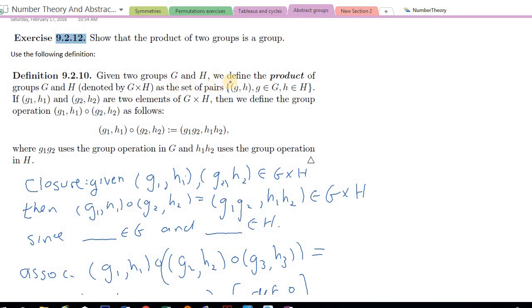Now the product of two groups, G and H, is a set of pairs. The first element in the pair is from G, the second element of the pair is from H. And the group operation on this set of pairs is defined as follows. (G1, H1) circle (G2, H2) equals (G1G2, H1H2), where the first is the group operation on G and the second is the group operation on H.